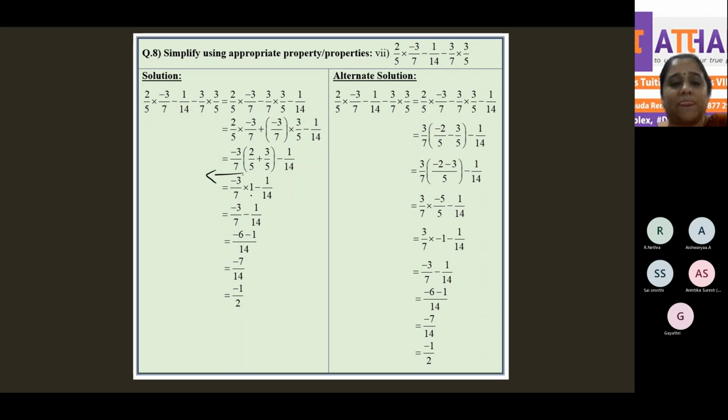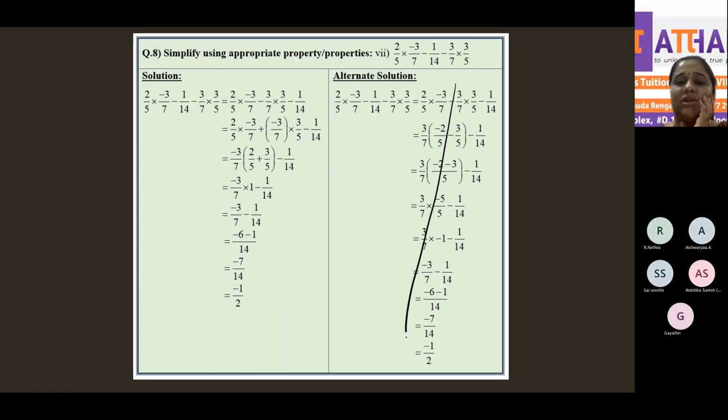That's what you see in the next step. Minus 3 by 7 into 1. How did we get 1? This 2 by 5 plus 3 by 5 is 5 by 5, which is 1. Minus 1 by 14. So minus 3 into 1 is minus 3 by 7. Minus 1 by 14, LCM. And the final answer is minus 1 by 2.